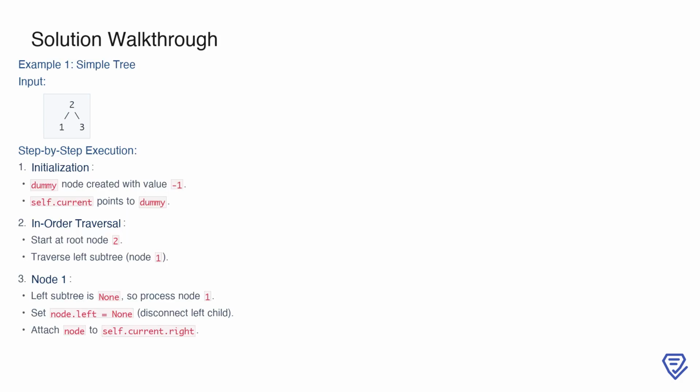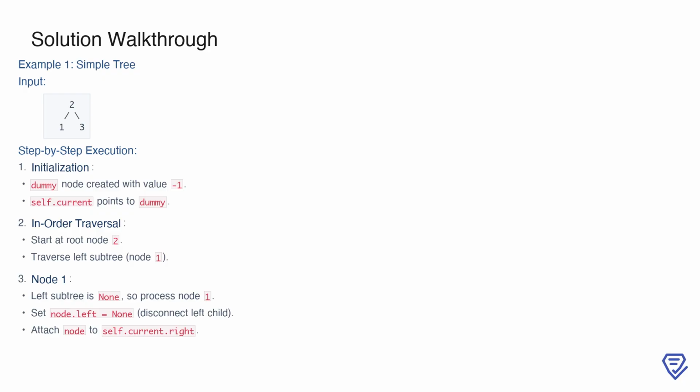To solve this problem, we start by looking at a simple binary search tree with 3 nodes, 2 as the root, 1 as the left child, and 3 as the right child. The first step is initialization, where we create a dummy node with a value of -1 and set a pointer, self.current, to point to this dummy node. This dummy node acts as a placeholder to simplify the process of building our result tree.